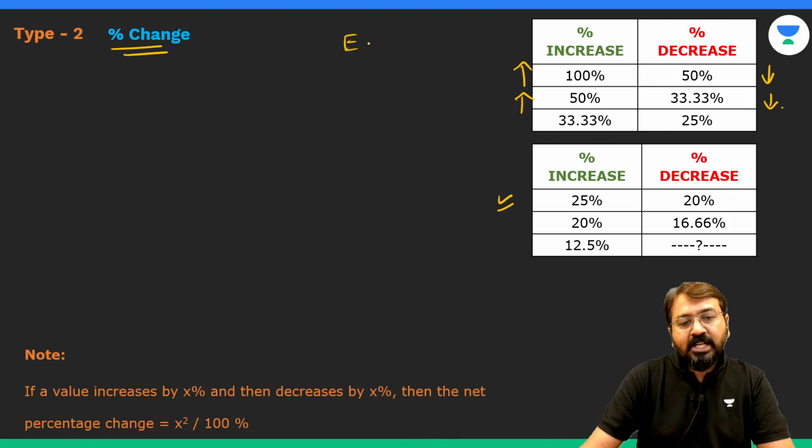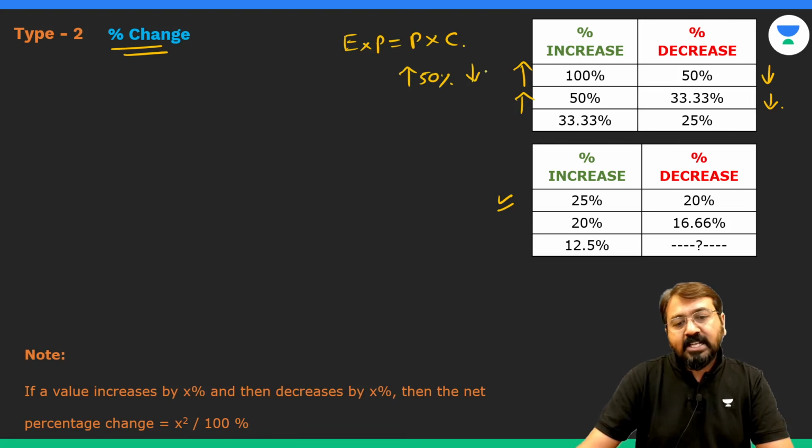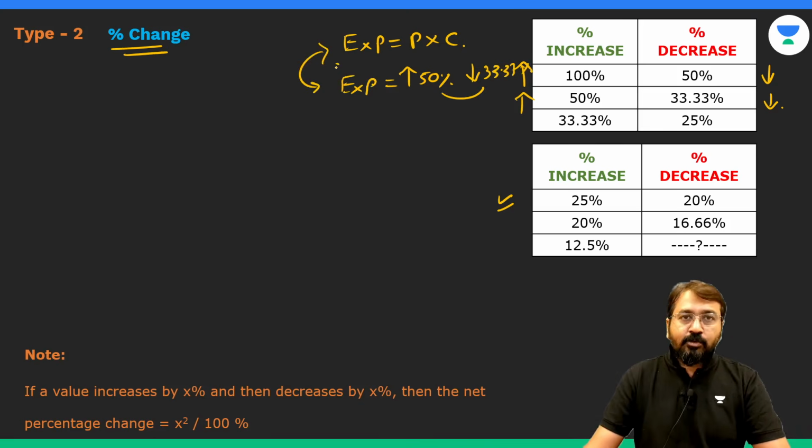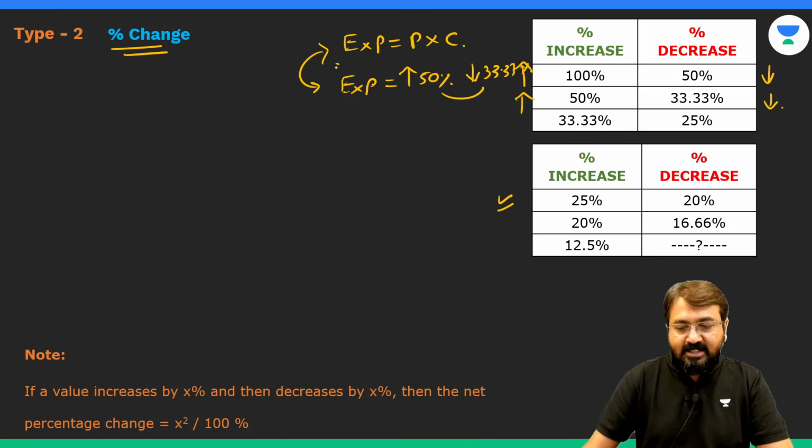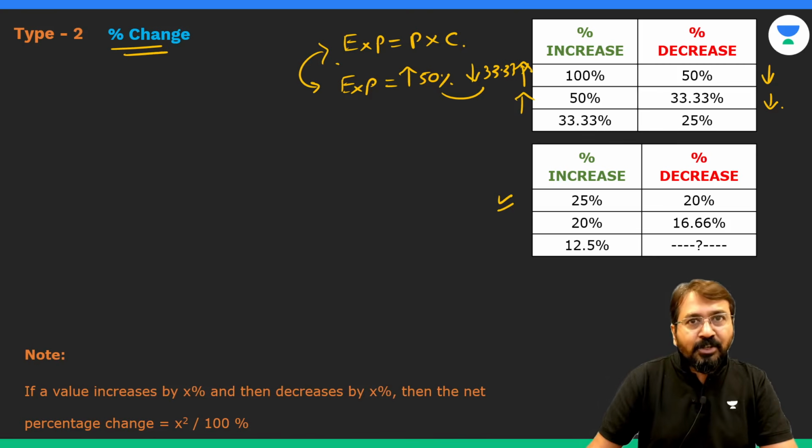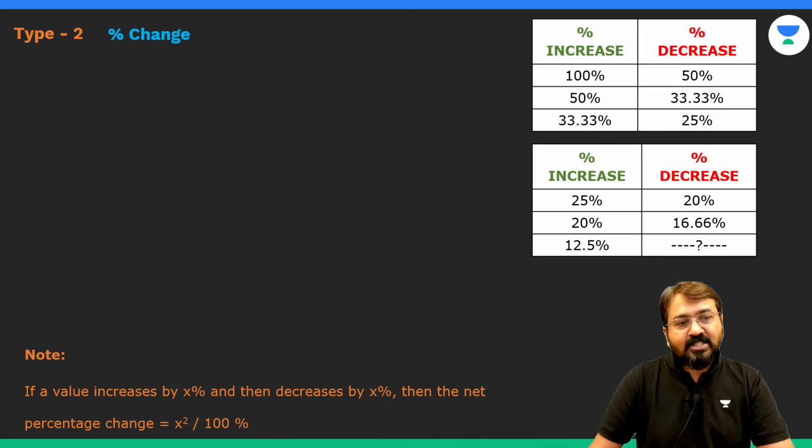For example, expenditure is equal to price into consumption. So if I increase my price by 50% and decrease my consumption by 33.33%, this will get cancelled off and there will be no change in expenditure. The expenditure will remain the same as it was earlier. I hope you understand this. Now let me show you some questions. Let's see whether you are able to figure out the answer quickly or not.